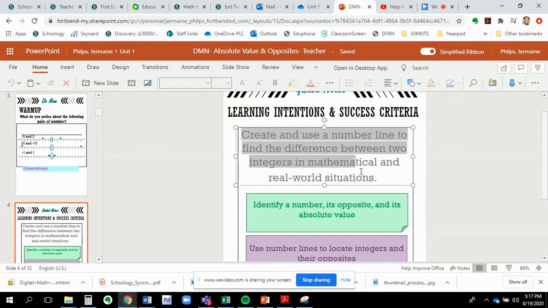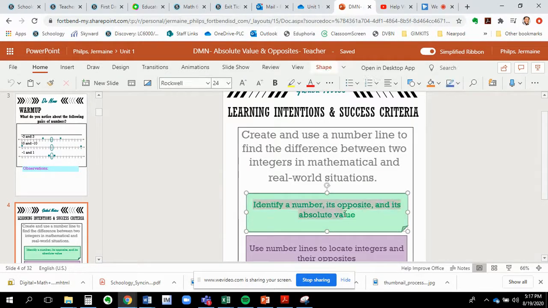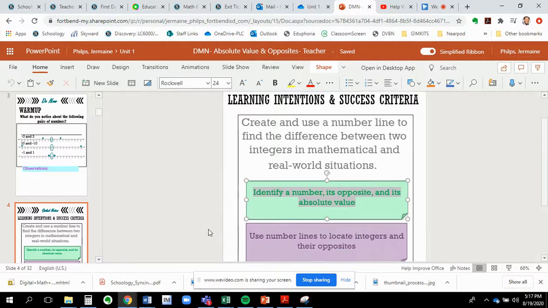So our big idea or our learning intention is to create and use a number line to find the difference between two integers in a mathematical real world situation. In short, can you use a number line to find the difference between two integers? The way we'll know we can do that is we can identify a number, its opposite, and its absolute value. This is our main focus for the unit in this video.